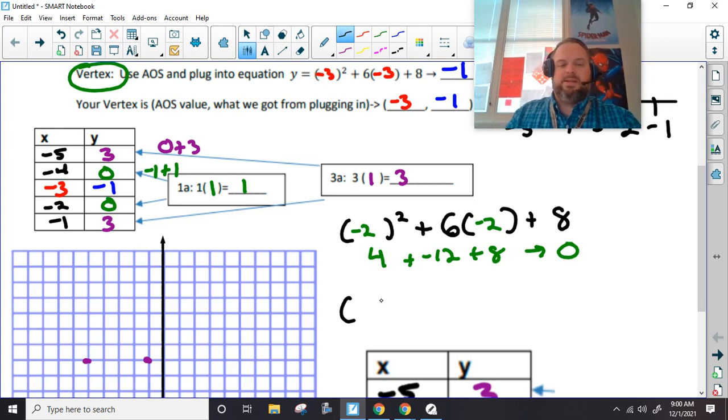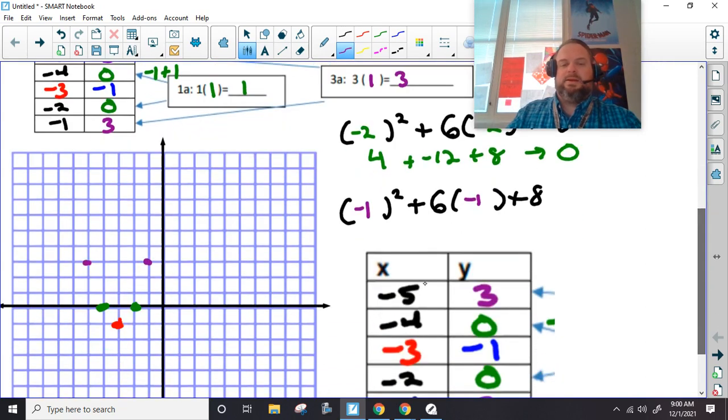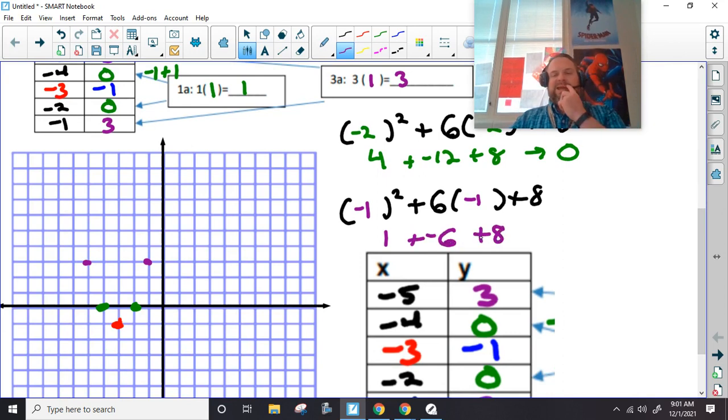Well, what if we did it for the next one? Okay. What if we did -1? All right. Well, this is 1. This is -6. This is 8. All right. 8 minus 6 is 2 plus 1, 3. You can actually find these in either way. I just like the ratio way because it seems easier.